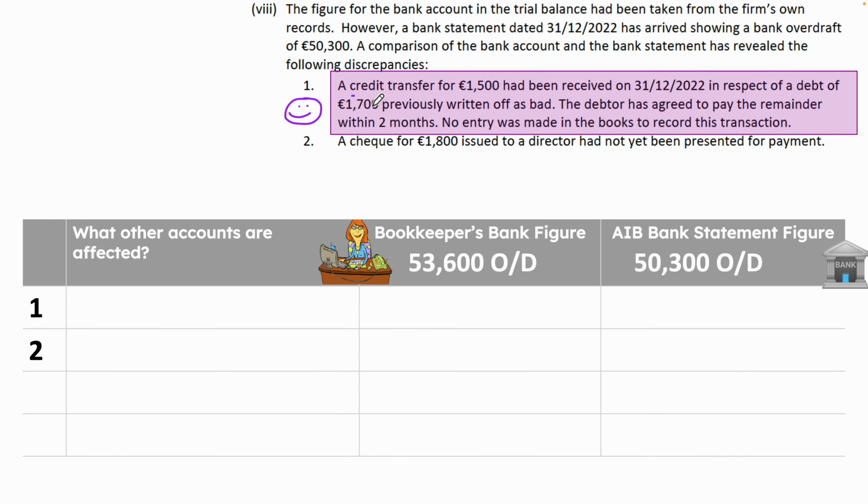Now, a credit transfer of 1,000 was received, okay? That should go into the AIB figure first. So AIB should know about that. It should just be the bookkeeper that has to make the entry, that just has to record the transaction in her books, okay? So 1,500 coming into the bank account, right? That is going to be minus 1,500, okay?